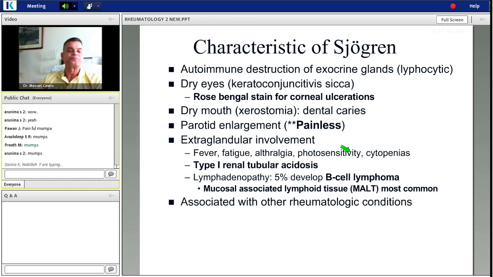Okay, and then we're going to have lymphadenopathy. 5% will develop B cell lymphoma. These patients are also going to have a reactive zone in the lymph nodes, and because of the chronic inflammation, they have an increased risk of developing a type of lymphoma specific to patients with chronic inflammatory conditions. You're also going to have Sjogren's associated with other rheumatological conditions, right?